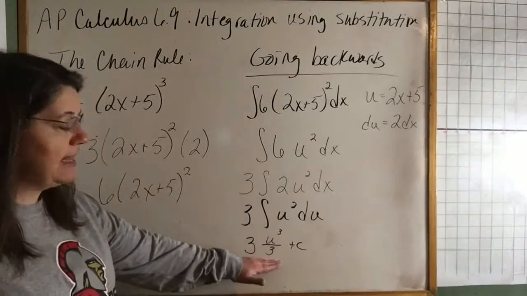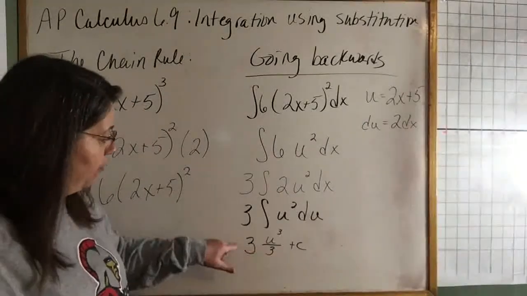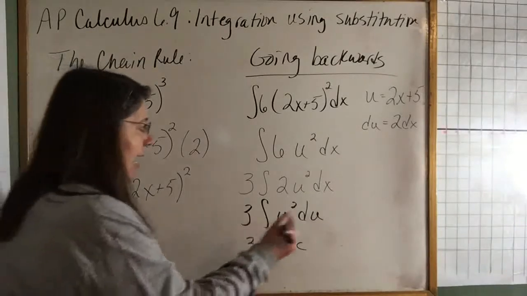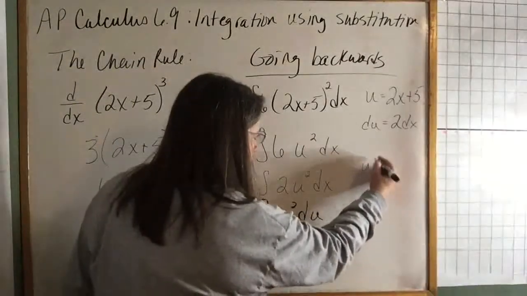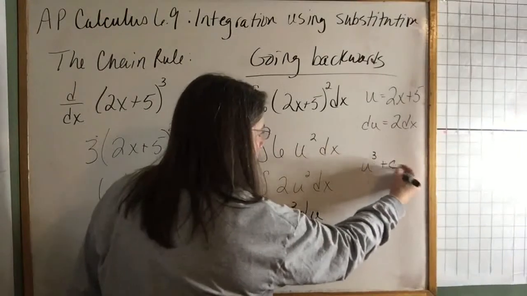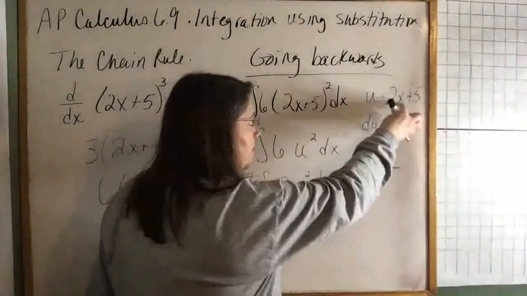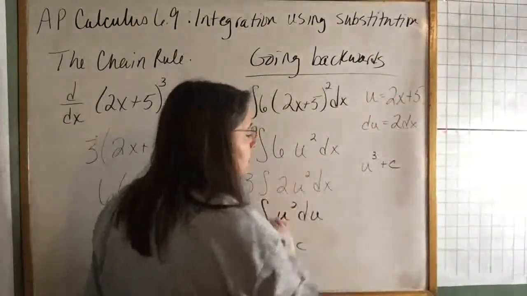We have taken the antiderivative. That 3 and the 3 on the bottom cancel. So I'm going to move it up here, u cubed plus c. The next thing I do is go back and resubstitute what u was in the original problem.